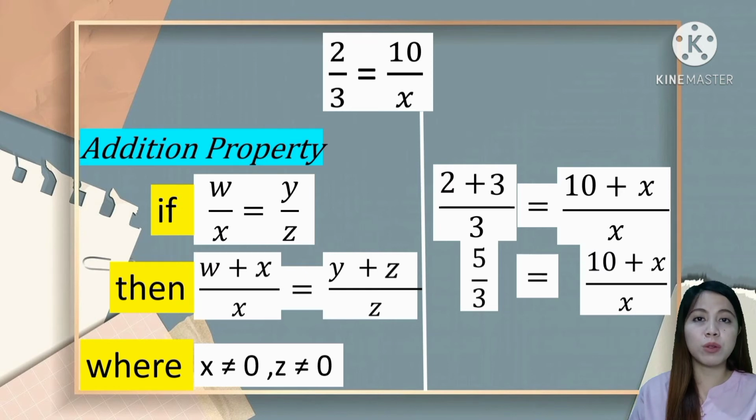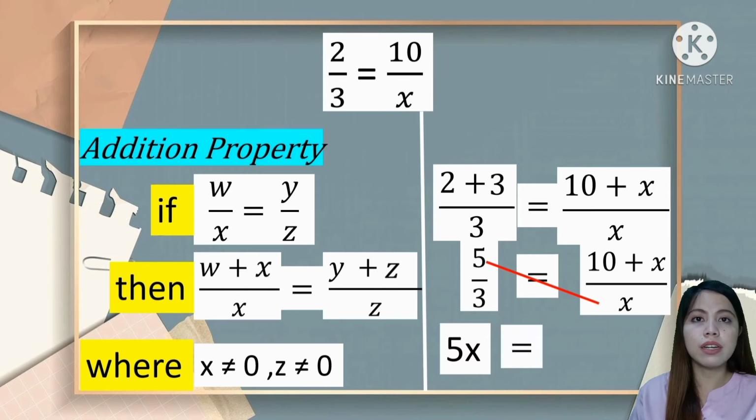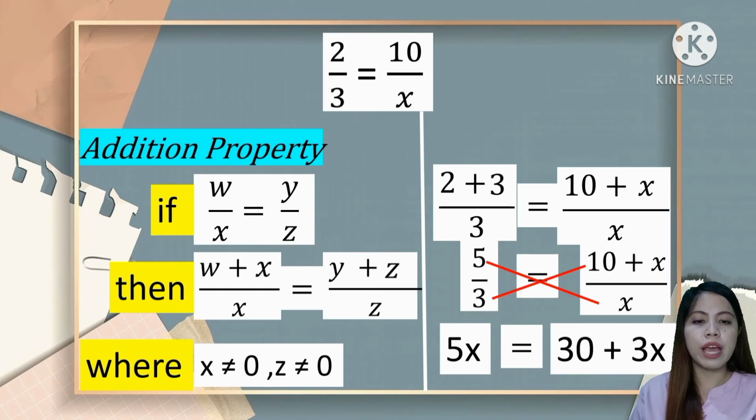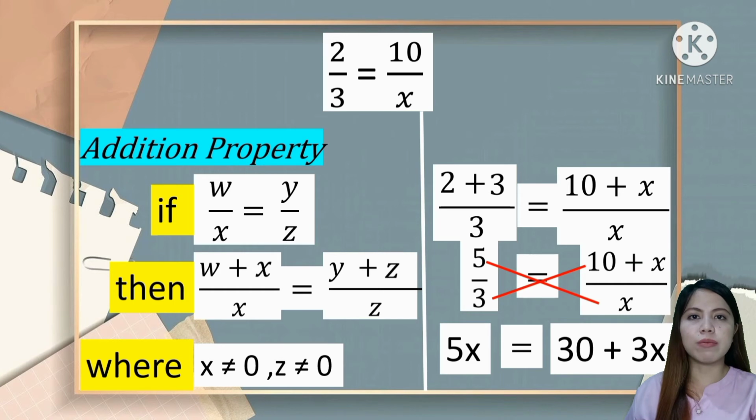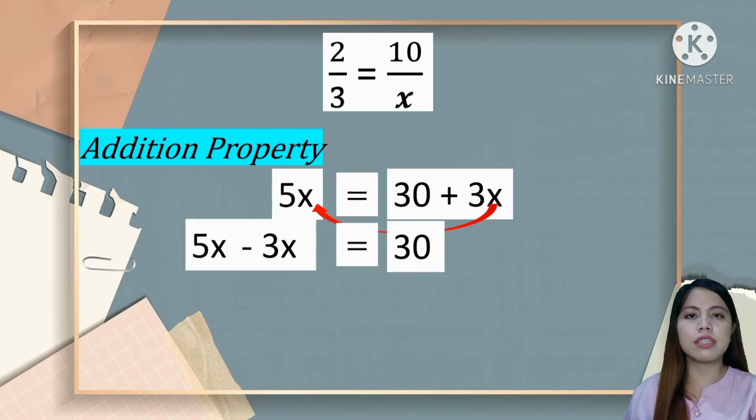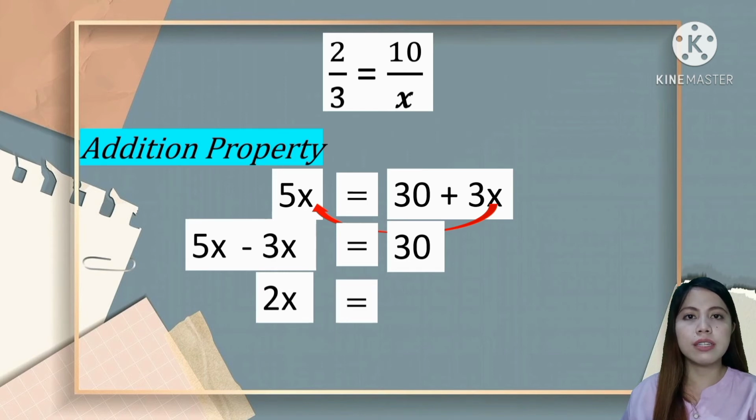Let us use the cross multiplication again. 5 times X is 5X equals 3 times 10 is 30 and 3 times X is 3X. We have 5X equals 30 plus 3X. Let us combine like terms. 5X minus 3X is equal to 30, and 5X minus 3X is 2X equals 30.